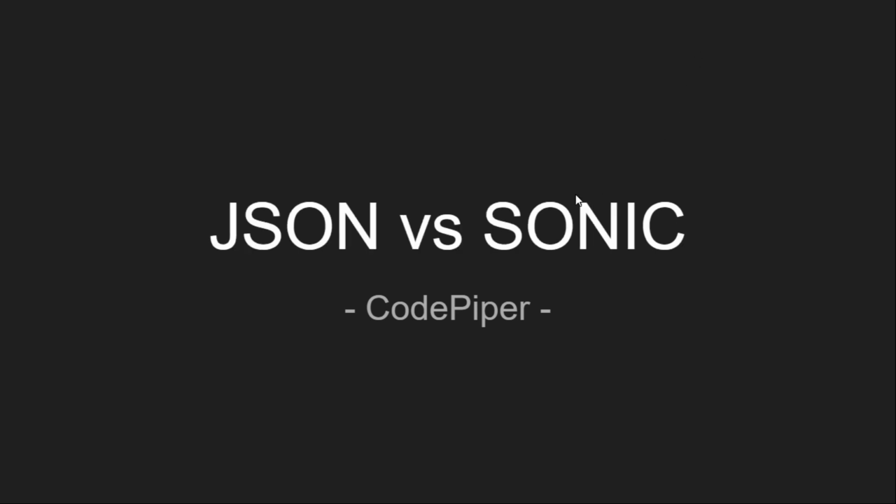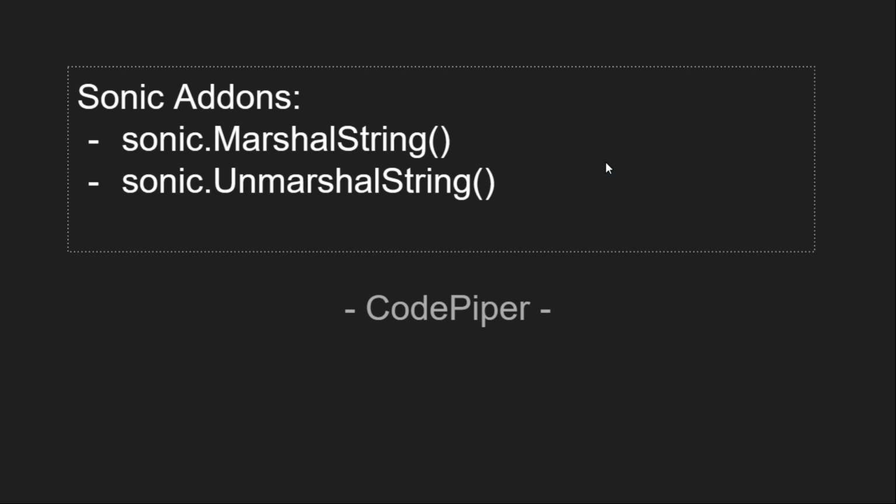So let's see in the code. In this example we are going to see two libraries. One is the JSON library, which is built into Go, and the second one is Sonic, which is provided by ByteDance. We will see, by using the benchmark test, which one is optimal and which is not. I am quite a fan of the Sonic library because it provides some add-ons, like marshal string or unmarshal string, which is quite helpful when you're coding.